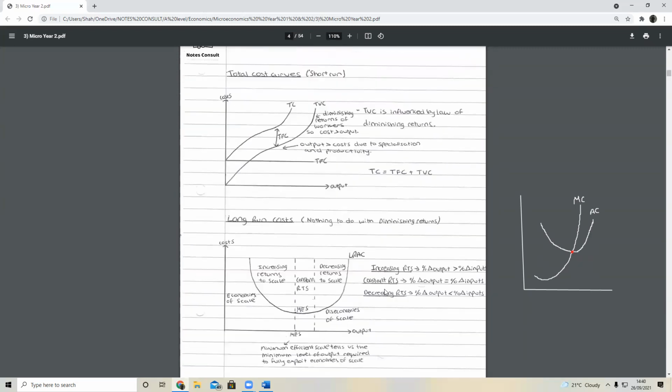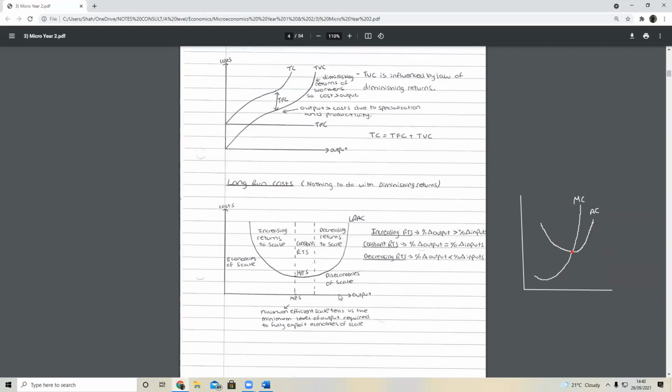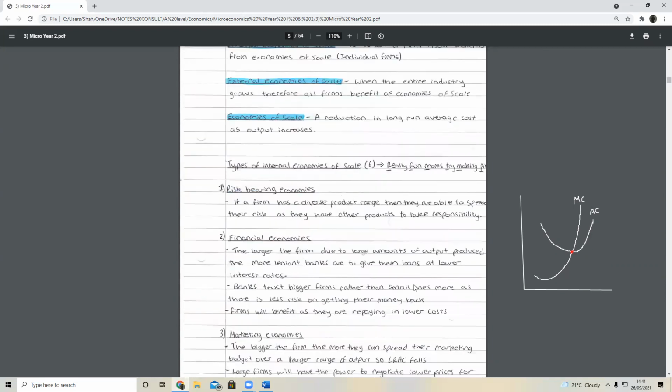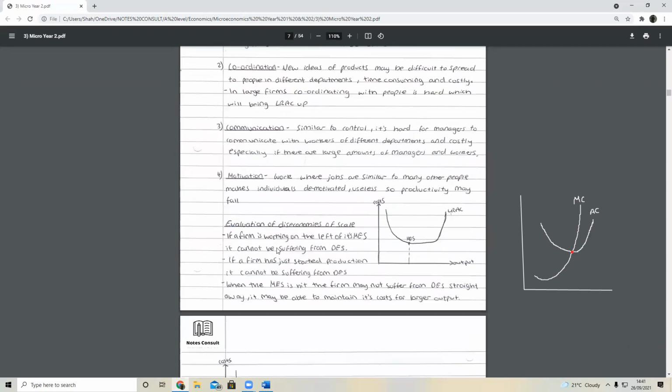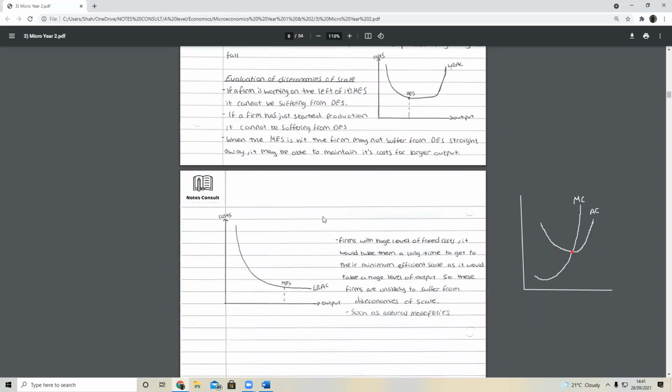If we have a business producing the same quantity of output, the same product, then these workers are going to keep on making these products, and sooner or later their productivity is going to fall because of a lack of morale, lack of motivation. LRAC starts to go up. Remember when we talked about specialization, division of labor, and some drawbacks of it? This is what we can start to see here.